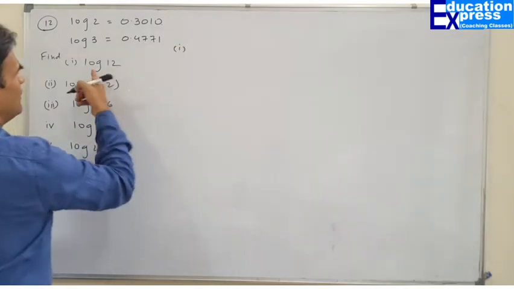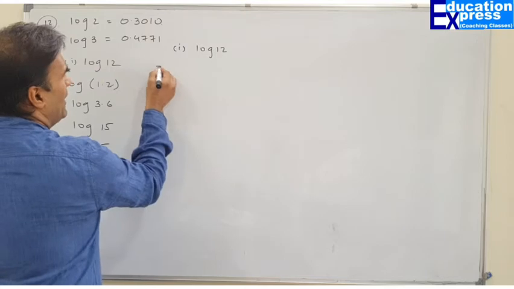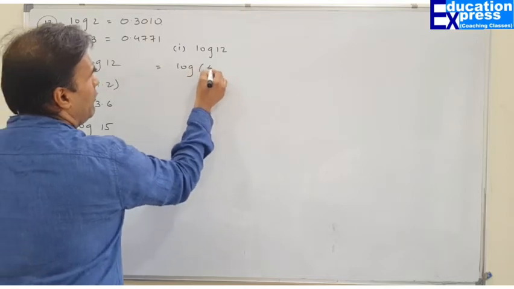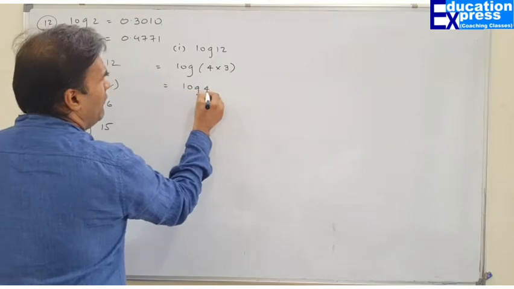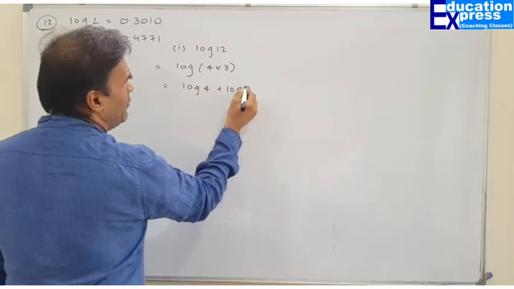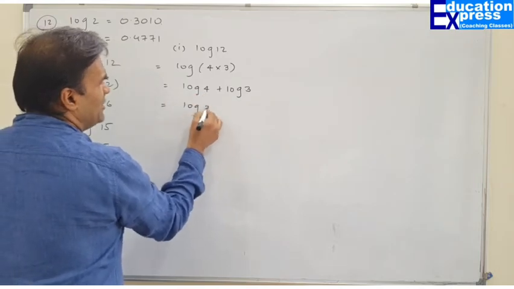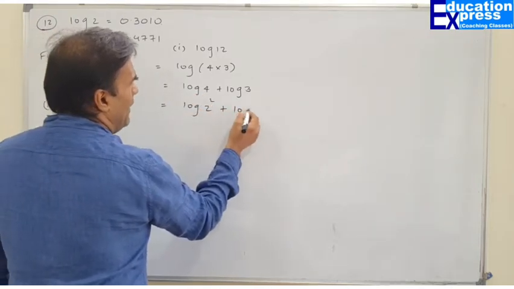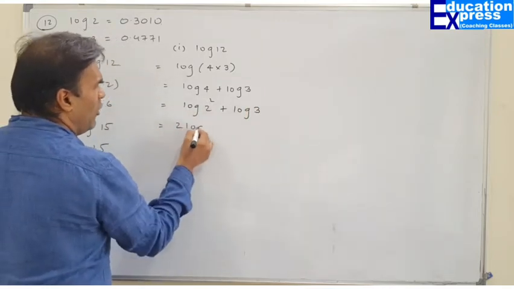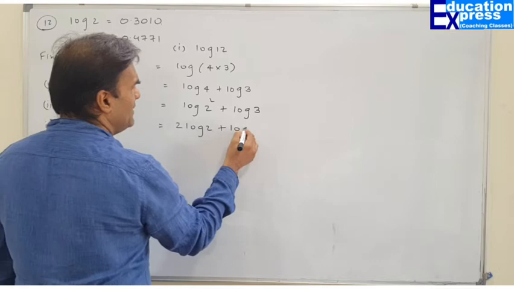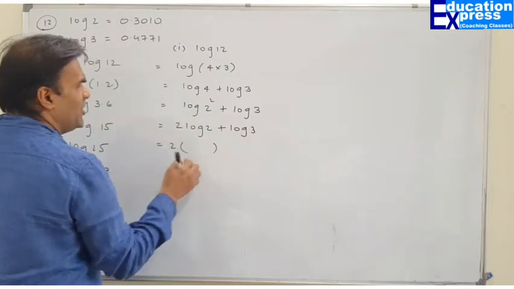Check for the first one. Log 12. Now log 12 can be written as log of 4 into 3. That means log 4 plus log 3. Same question we did in the previous example also. This can be written as log 2 square plus log 3. So 2 log 2 plus log 3. Now what? So now we can substitute the value.